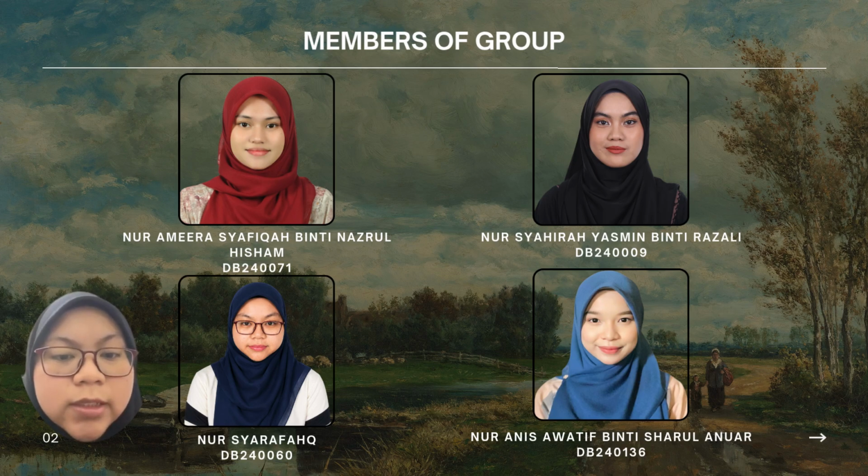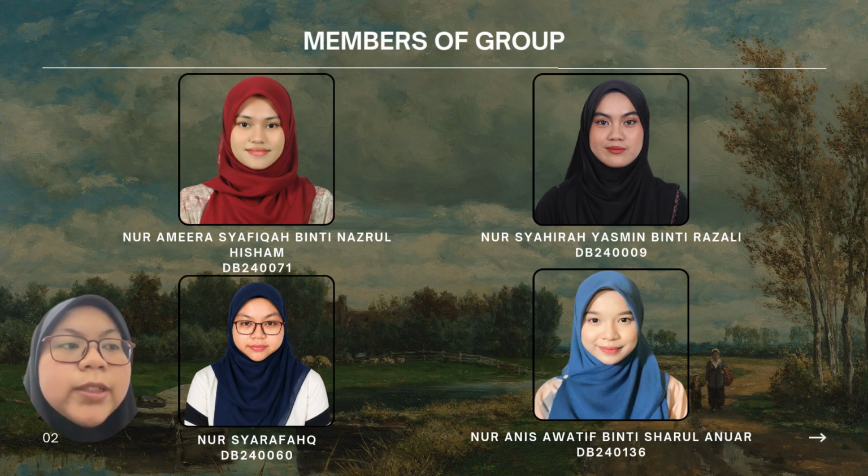Number 1 is Nur Amira Syafiqah binti Nazrul Hisham, matrix number DB240071. The second person, Nur Shahira Yasmin binti Razali, DB240009. And my name is Nur Sharafa, my matrix number is DB240060. And Nur Atiqah binti Shahrul Anwar, DB240136.